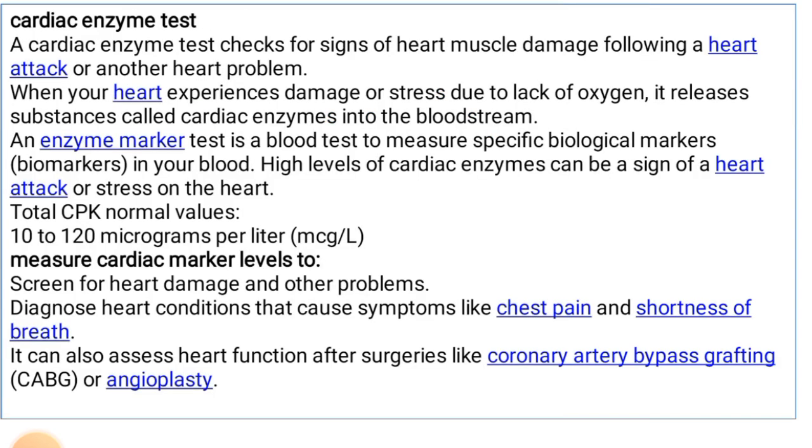The first one is the cardiac enzyme test. As we know, cardiac means whatever enzymes are related to the heart, we say those are cardiac enzymes. So the cardiac enzyme test checks for signs of heart muscle damage following a heart attack or any other heart problem. If a person has some heart issue or problem, in that case the person is examined by this cardiac enzyme test. When your heart experiences damage or stress due to a lack of oxygen, it releases substances called cardiac enzymes into the bloodstream.